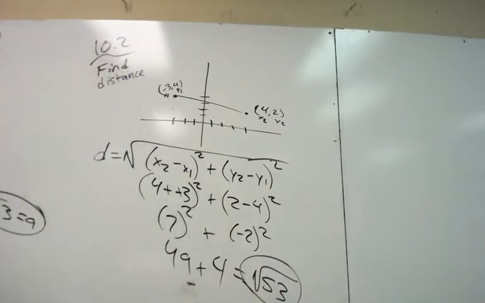But that's all that lesson 10 has, just knowing the Pythagorean theorem and figuring out how to solve the distance between two points on a coordinate grid.